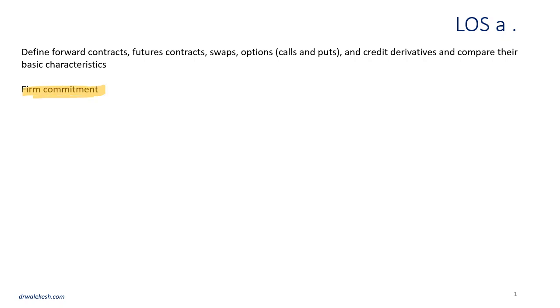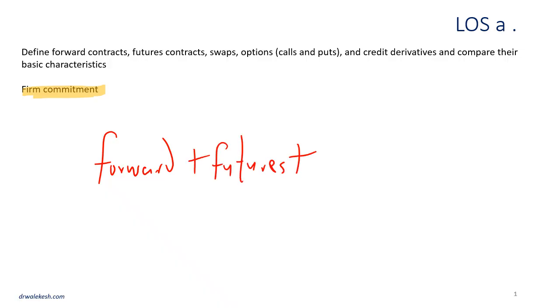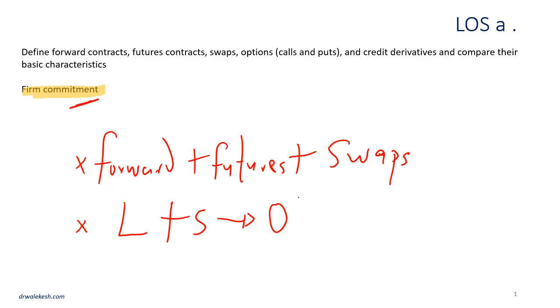Firm commitment. Examples of firm commitment include forward contracts, futures contracts, and even swaps. It is also worth noting that as far as firm commitments are concerned, both the long and the short have the obligations to deliver on the terms of their contract.